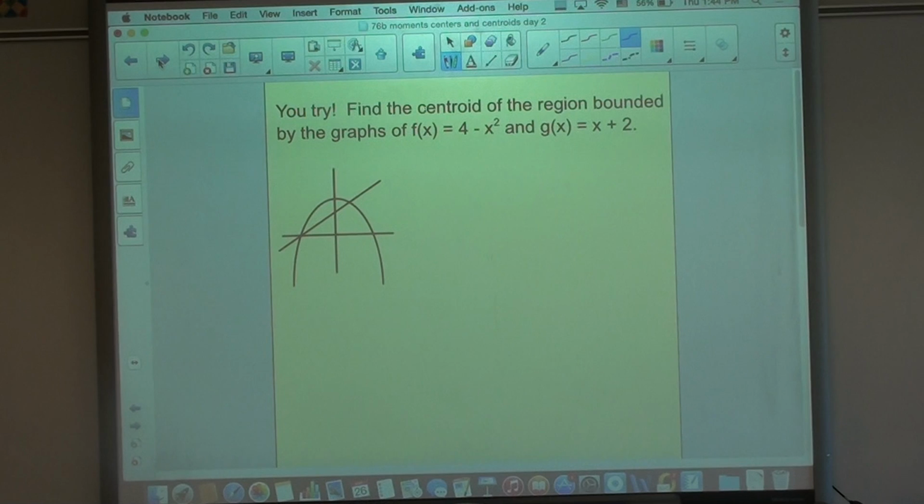One last review problem. Just remember f is always the one on top. Make sure you know which is which. I got a graph. We gave you a graph. You can tell which is on top.